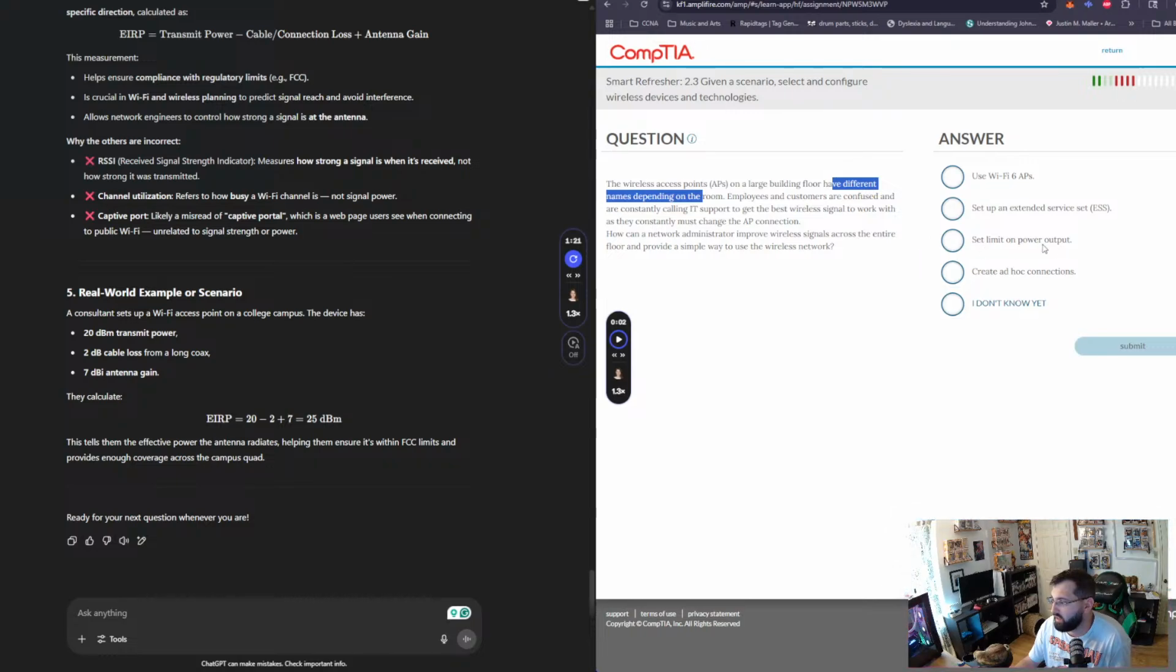Set up a limit on the power output. It has nothing to do with anything. Create an ad hoc connection. Set up an extended service set.